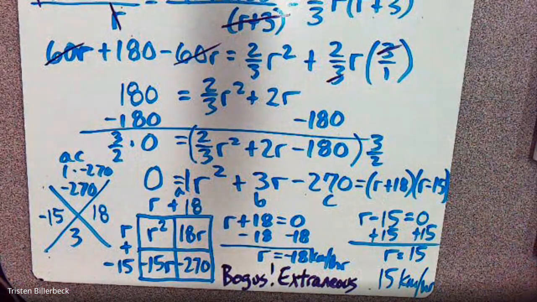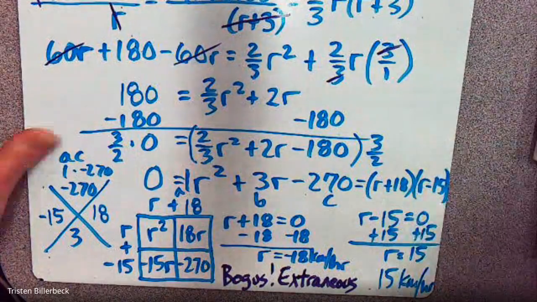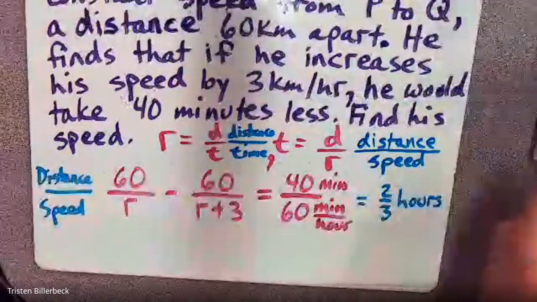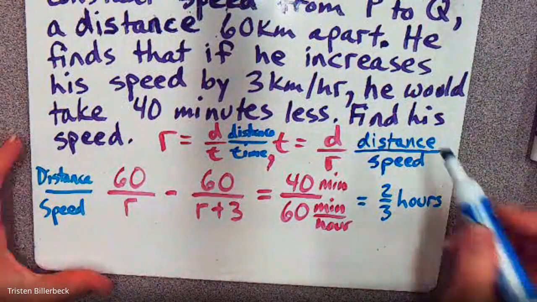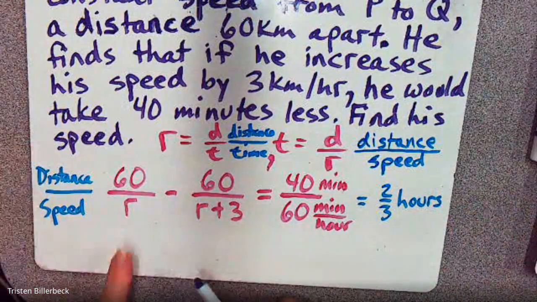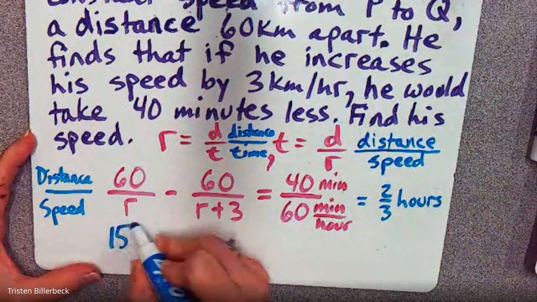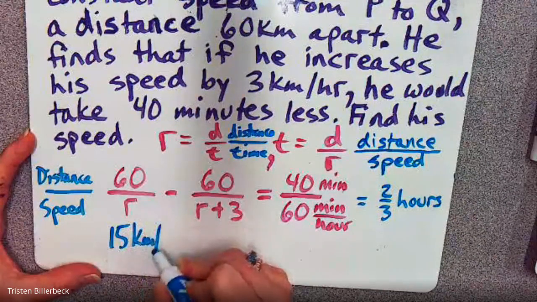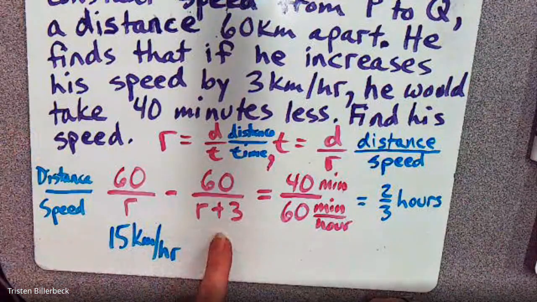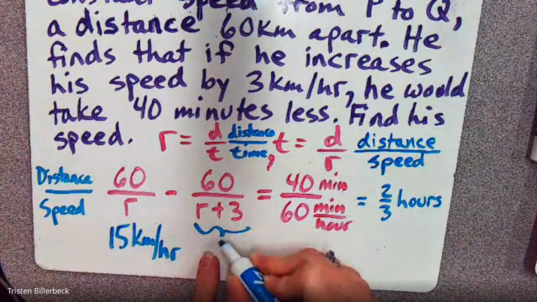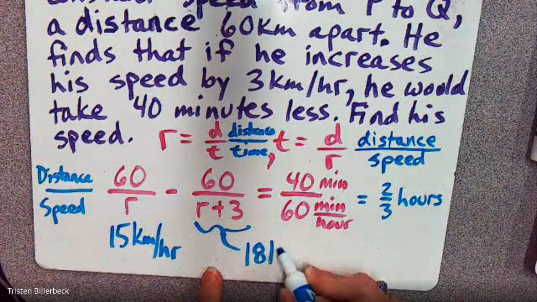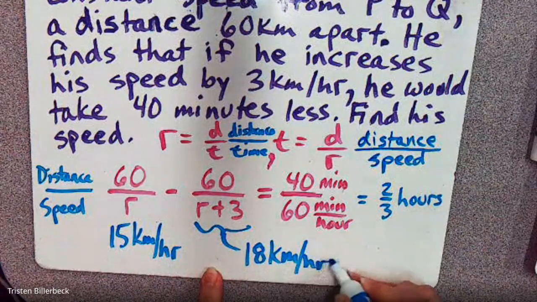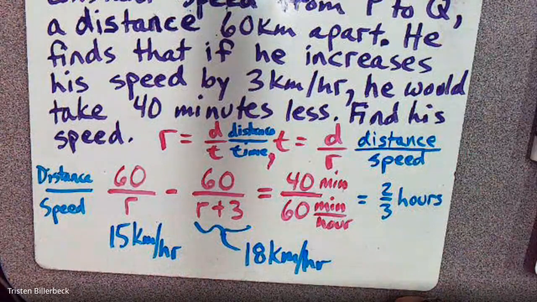So we go back to the original question and we try to make sure we answer it so we don't have to redo the video for a 4th time. So we say, find his speed. Well, this speed was 15 kilometers per hour. But then when he increased his speed here, it was 15 plus 3, which is 18 kilometers per hour. Okay, so that's how fast the cyclist was going.